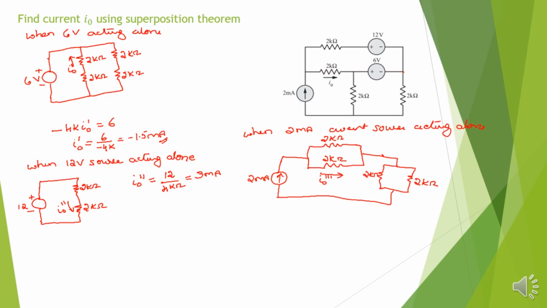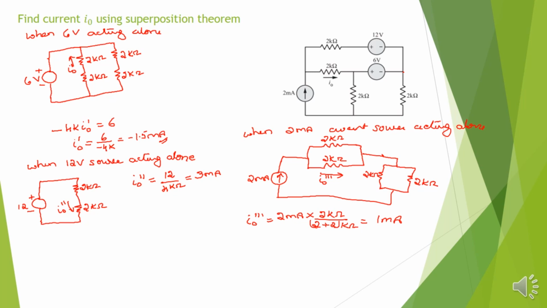See, here 2 milliamps splits into 2 branches, then becomes once again 2 milliamps and splits into these. So I am not interested in these elements. I want to find out I naught triple dash. It is the branch current formula, splits into 2 branches. So 2 milliamps into the resistance of the other branch, 2 kilo divided by 2 plus 2 kilo, which is equal to 1 milliamps.